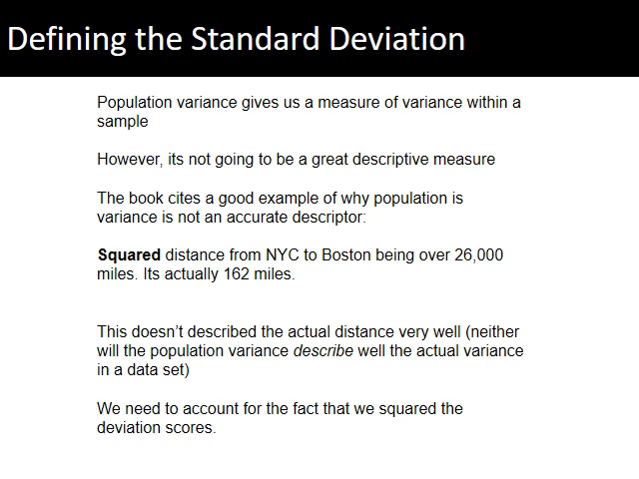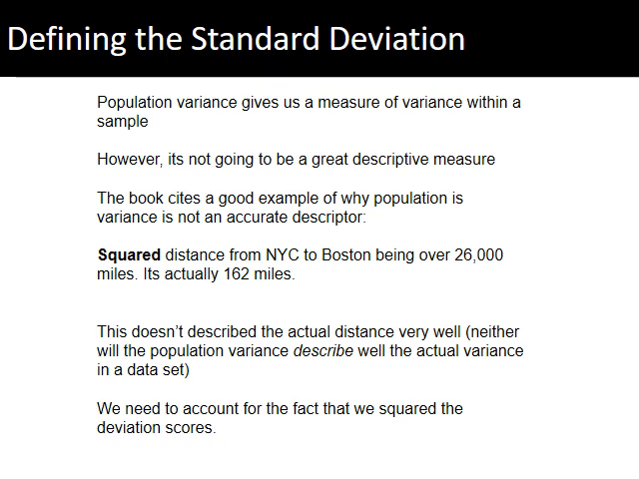So the population variance, where we are now, gives us a measure of variance within a sample. It allows us to compare different distributions and compare the variance across these different distributions, but it's not a very great descriptive measure. Right? We're dealing with squared units. Units don't really make sense regarding our data. The book cites a good example of why population variance is not an accurate descriptor.